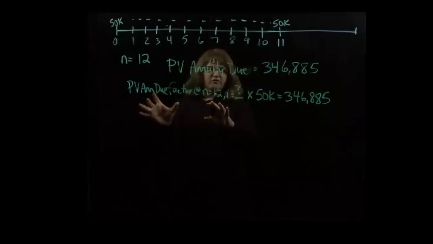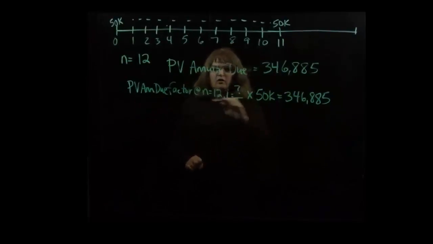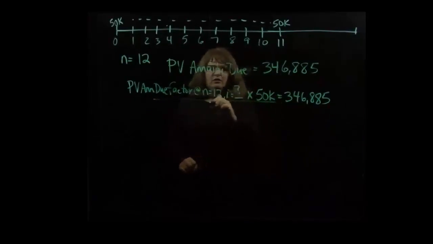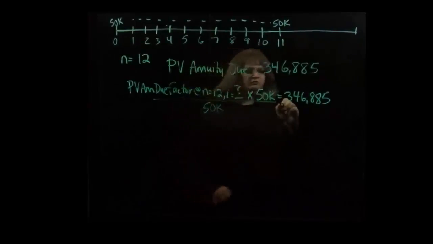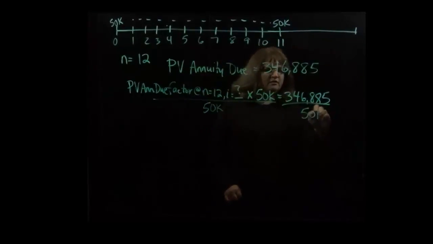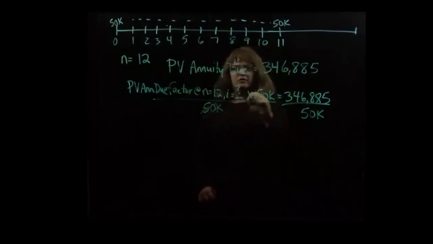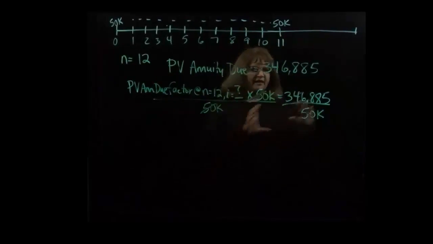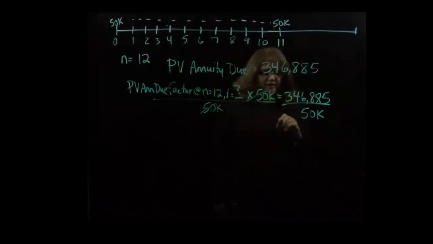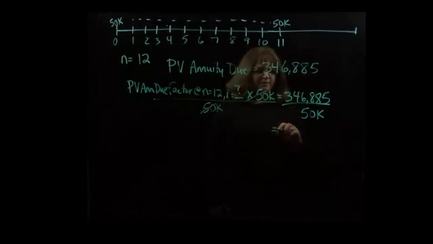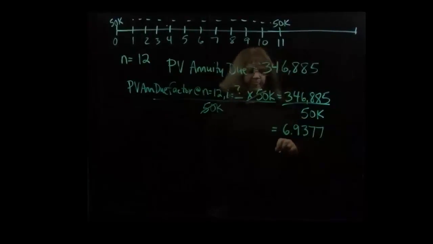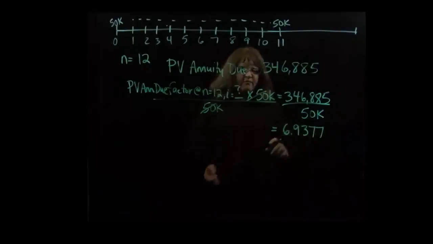Since this is what we're looking for, and this is what we know, we can divide both sides by 50,000 algebraically, and that will isolate the factor on one side, and we can then calculate what that factor would end up being. And if we divide 346,885 by 50,000, we get 6.9377.